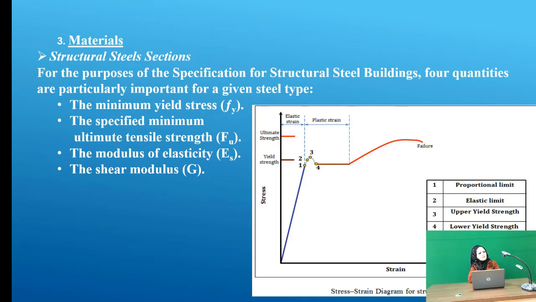We can take a look at the figure. This figure represents the stress-strain diagram for structural steel. Points 1, 2, 3, 4 represent the proportional limit, elastic limit, upper yield strength, and lower yield strength. Point 1 is the limit between elastic strain and plastic strain. This is a jump from the elastic behavior to the plastic behavior of the steel. Yield strength is a very important criterion for steel structure design and should be specified for any steel structure section.